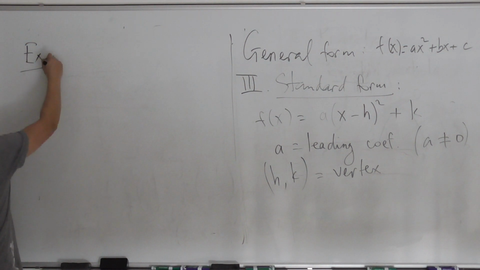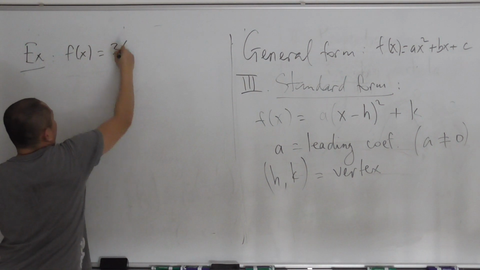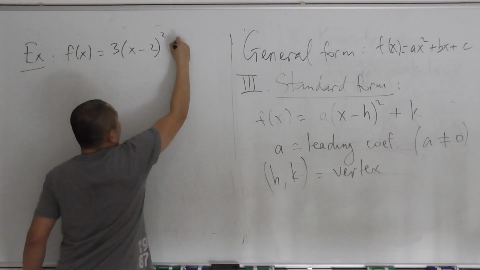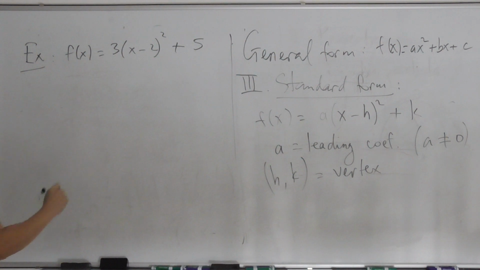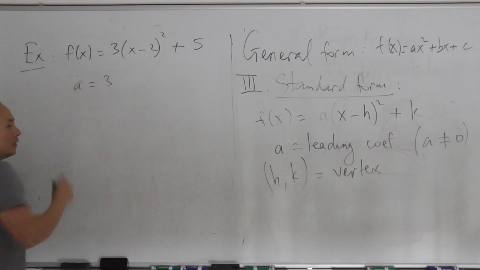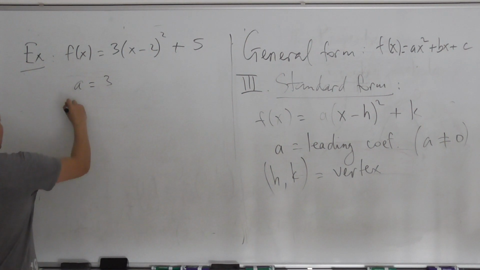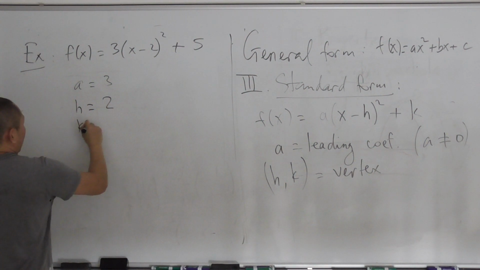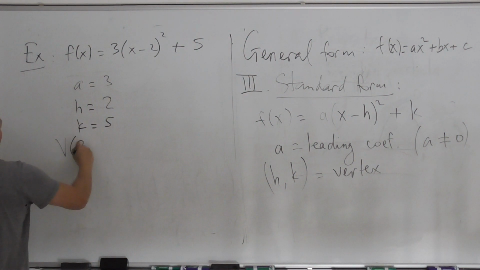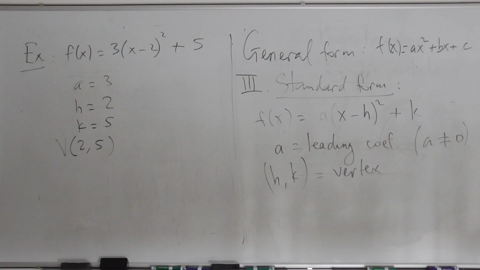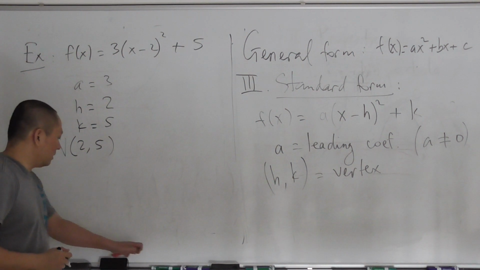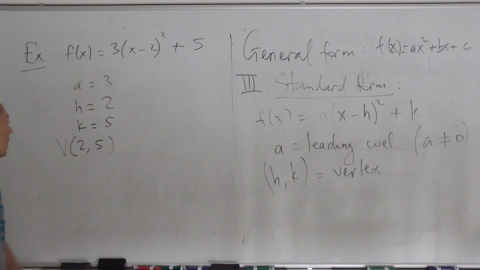Example. f of x equal to 3 times x minus 2 squared plus 5. In this particular example, a is equal to 3, which means the leading coefficient is 3, a positive number. You know that the parabola will be upward. And from x minus h plus k, h is 2 and k is 5, and that means the vertex is at 2, 5. So you know the vertex and you know the leading coefficient right away by looking at the quadratic function. How about another example?